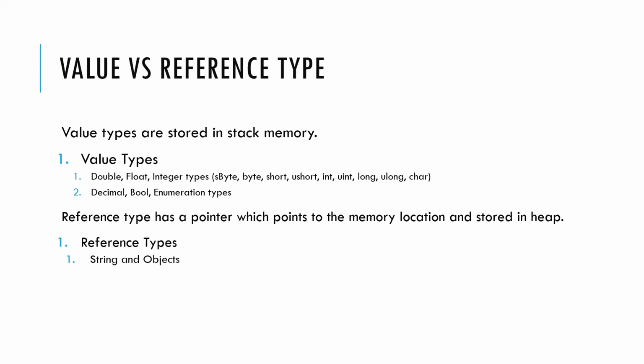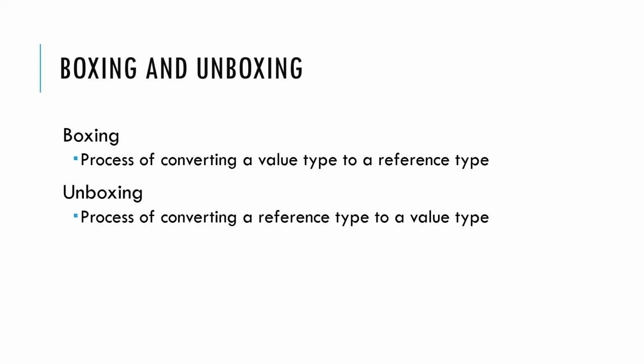So what is the difference between value type and reference type? Value types are stored in the stack memory, and .NET supported value types are double, float, integer, decimal, bool, and enumeration types. A reference type has a pointer which points to the memory location and is stored in the heap. The reference types are strings, objects, and so on. What is the difference between boxing and unboxing? Boxing is the process of converting a value type to a reference type. Unboxing is the process of converting a reference type to a value type.